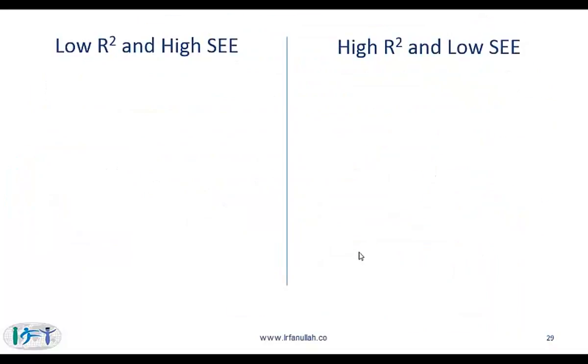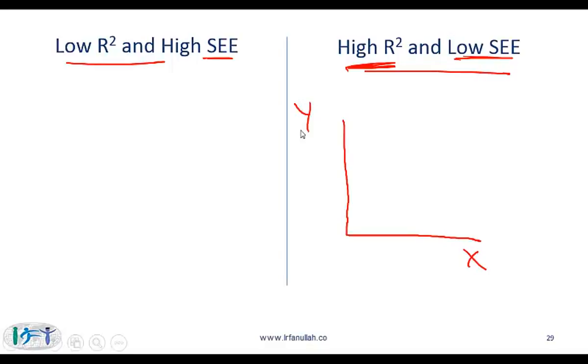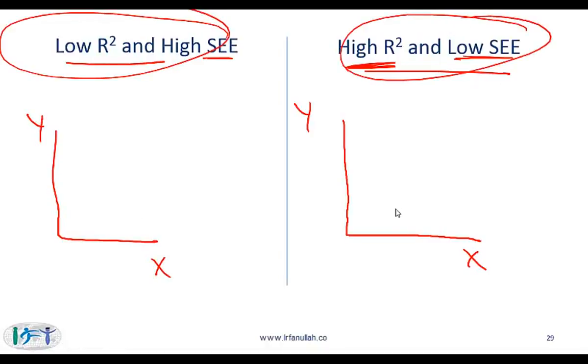Alright, now let me quickly test how well you are following this. You have two possible scenarios: low R squared, high SEE, and high R squared, low SEE. Which one is better? Clearly high R squared and low SEE. Now what I want you to do, before I go on, is in your notebooks, just with X and Y, draw out a scatter plot that reflects this situation and then a scatter plot which reflects the other situation.